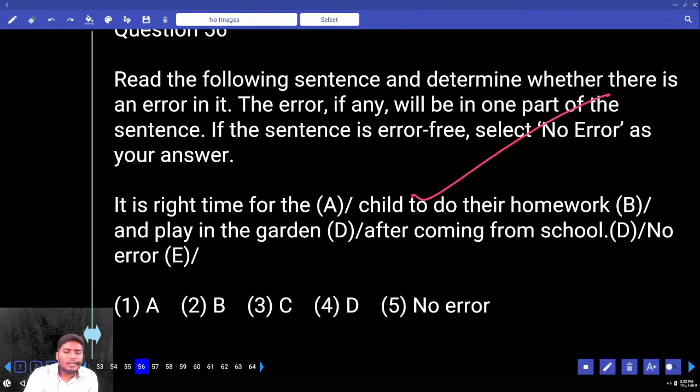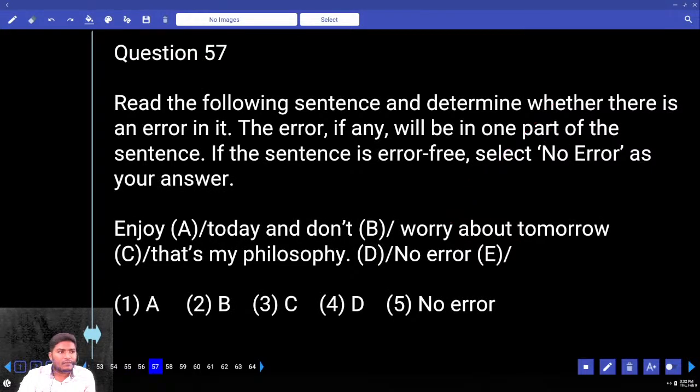Don't ask me, sir, if at all the sentence is broken here. That won't be broken in such a way. If that is broken, your answer will be 2. So either of that only will be given as the answer. Next, move to 57.